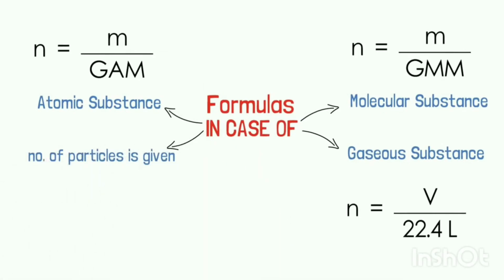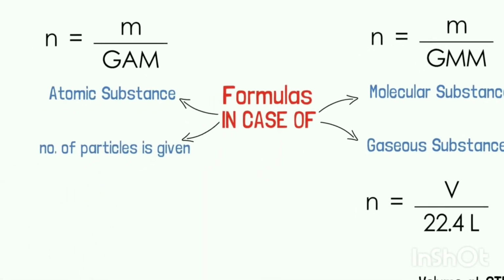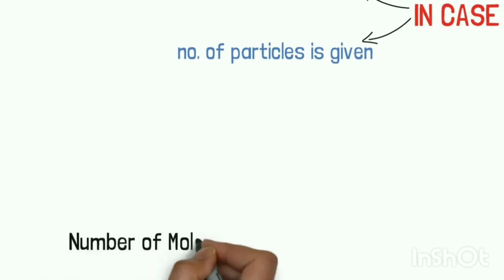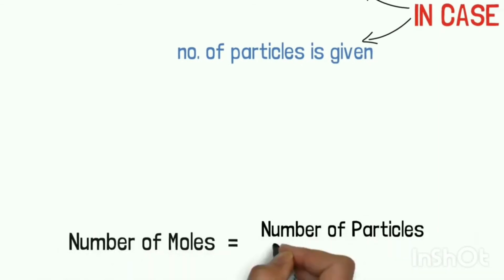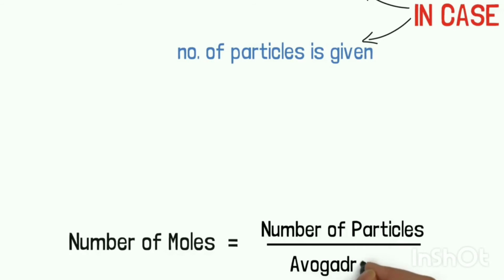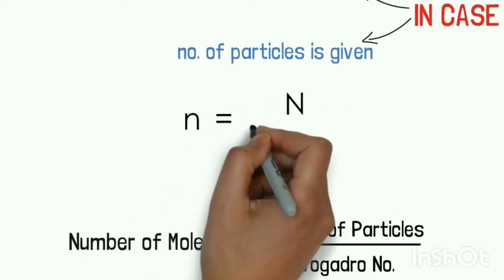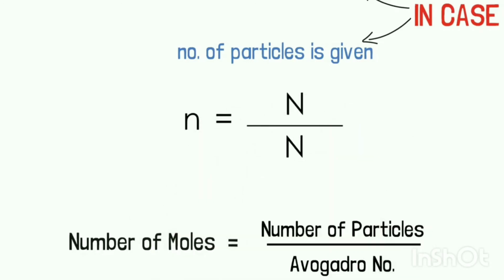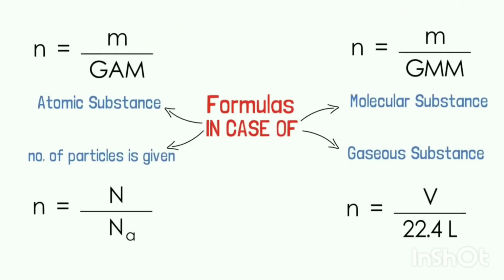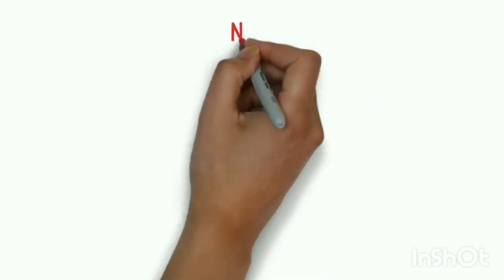And in case of particles, we can use this formula: number of moles is equal to number of particles divided by Avogadro number. And what is Avogadro number? That is 6.022 into 10 raised to power 23. And in short, we can write n upon N_A, where N_A represents Avogadro number. Let's use these formulas to solve some of the numericals based upon mole concept.